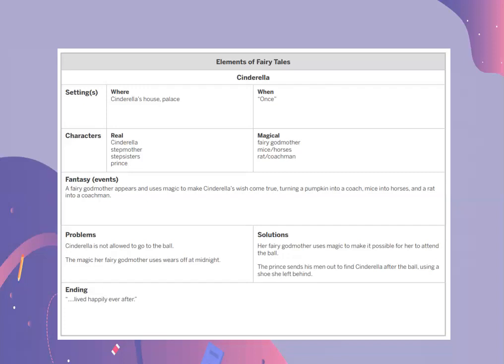A problem in Cinderella was that she was not allowed to go to the ball. The solution to that problem was her fairy godmother used magic to make it possible for her to attend the ball. In the end, they lived happily ever after.